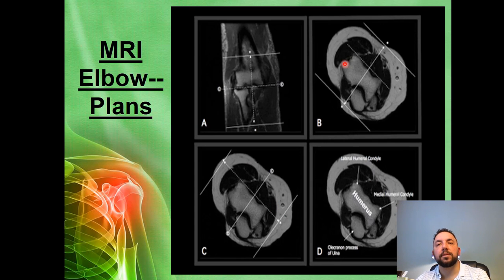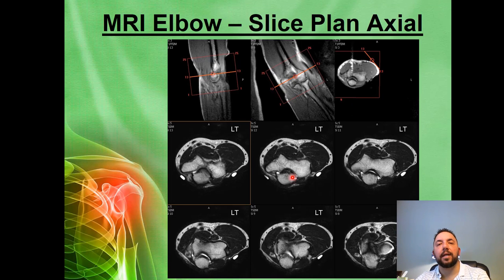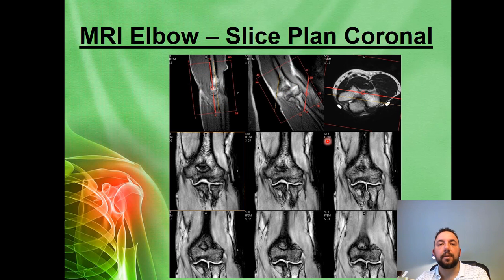Our scan planes would be exactly, we want to find the epicondyles. We want to use this for positioning for our coronal oblique, and then sagittal to be perpendicular to that. So axials, we're basically just going through the joint, a few slices above and beyond. Again, if it were for biceps tendon, we would go through the entirety of the radial tuberosity.